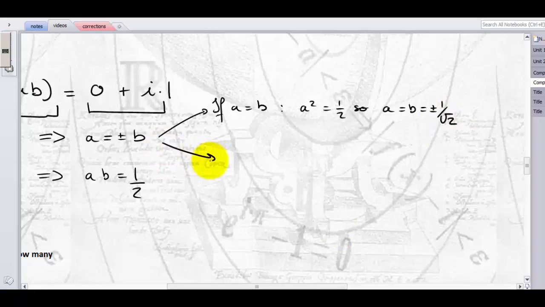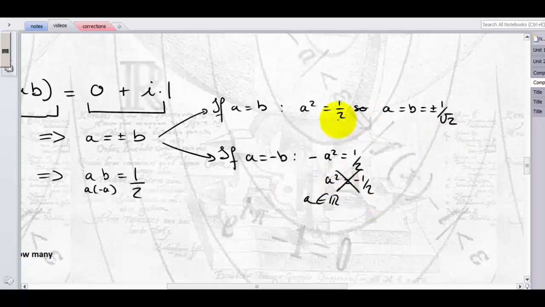And the other possibility is if a is the opposite of b. So if a is the opposite of b right here, it's a times negative a, right? So we have negative a squared equals 1/2, which has no meaning because that means that a squared equals negative 1/2. And don't forget that a is a real number, so this has no meaning. All right, so we have these two cases.